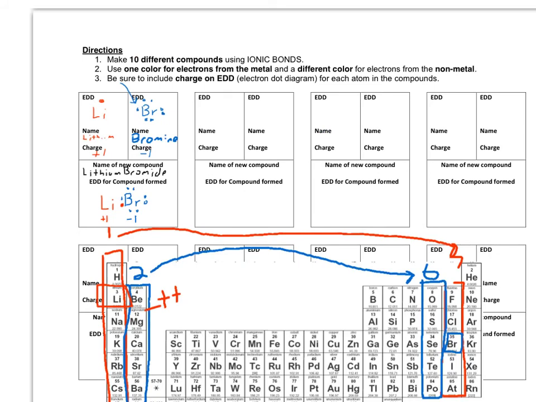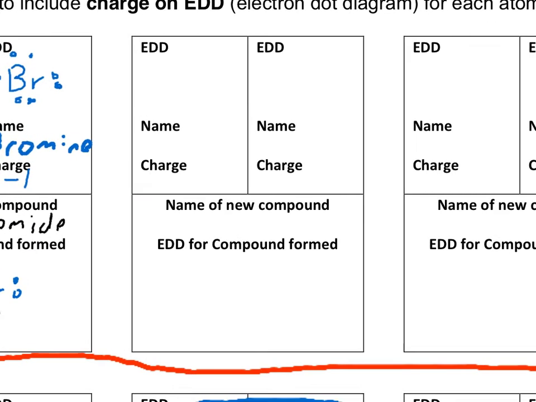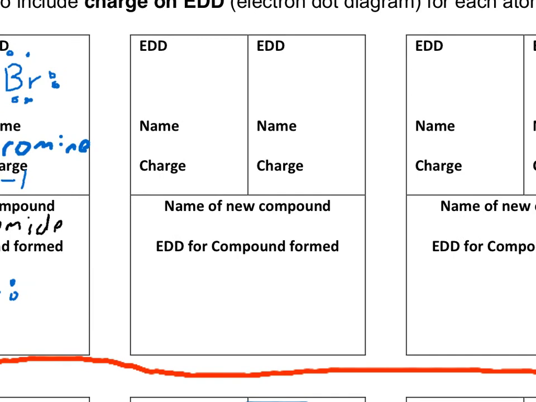Okay, let's try this again. How about we pick calcium and oxygen. We'll make calcium oxide. Notice I had to pick one from 2 because it'll give away 2 electrons, and one from 6 because it can accept 2 electrons. So here we go.